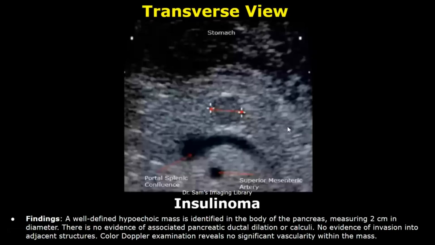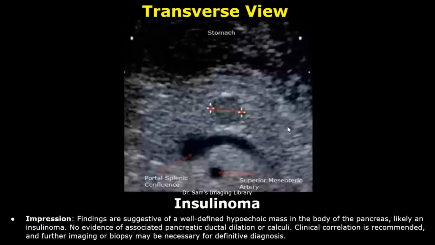There is no evidence of associated pancreatic ductal dilation or calculi. No evidence of invasion into adjacent structures. Color Doppler examination reveals no significant vascularity within the mass.